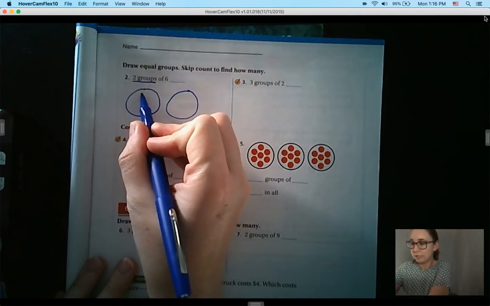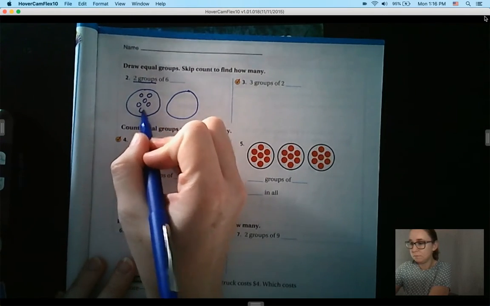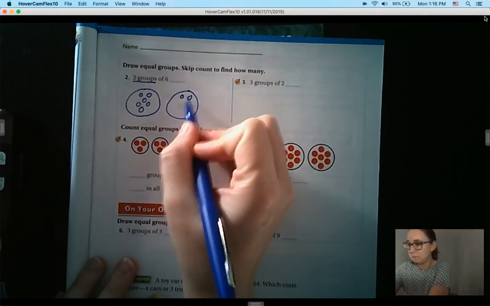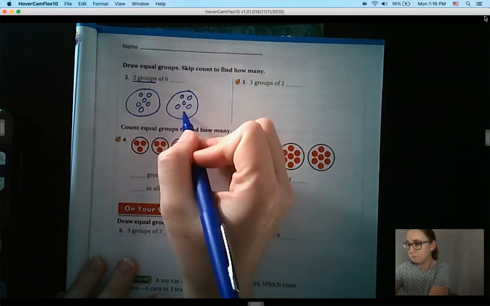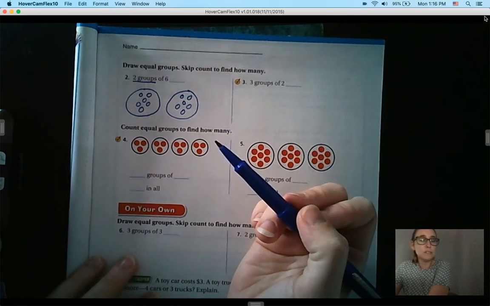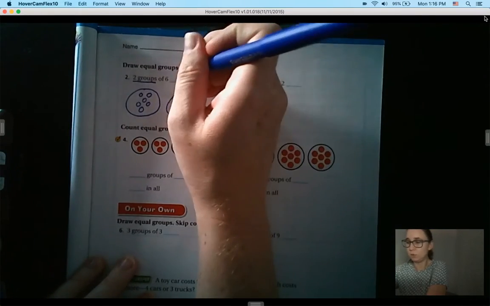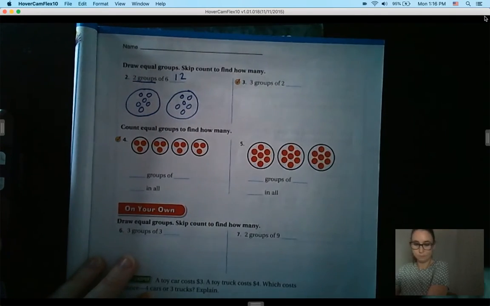So that's when I draw 6 little circles in each. So this is 6 and this is 6. I can also do what's 6 plus 6? 6 plus 6 is 12. Okay.